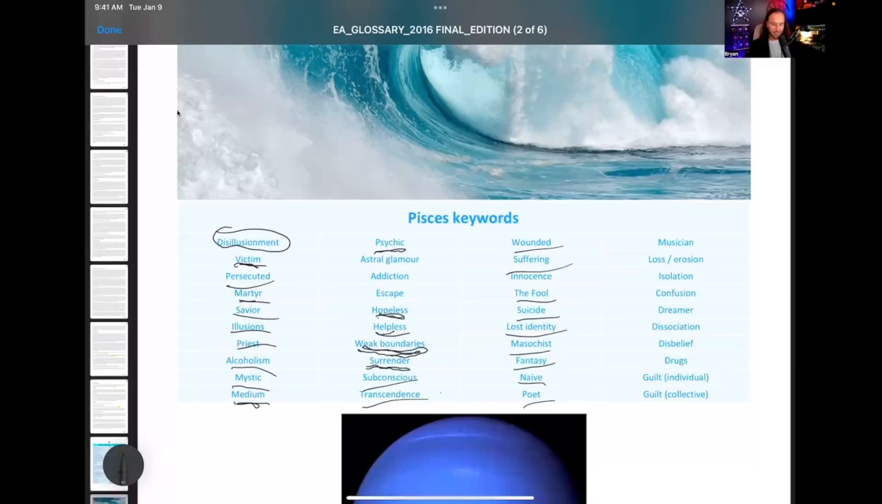Poet, musician, loss, erosion. Things can start to dissolve. Neptune can dissolve things. Isolation, confusion, the dreamer, disbelief, drugs, guilt. A lot going on with that Neptune, but it is a beautiful energy.